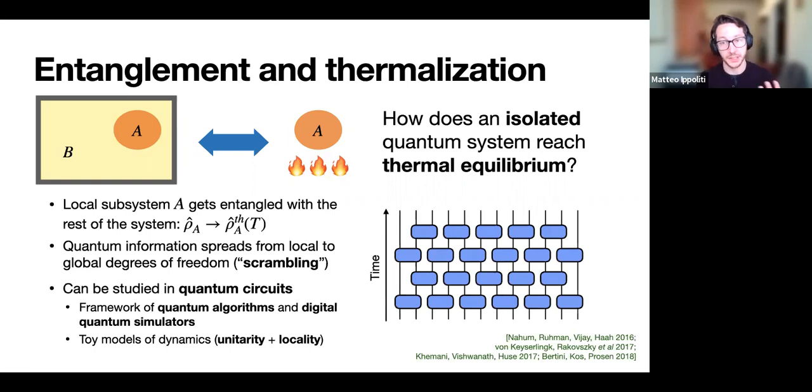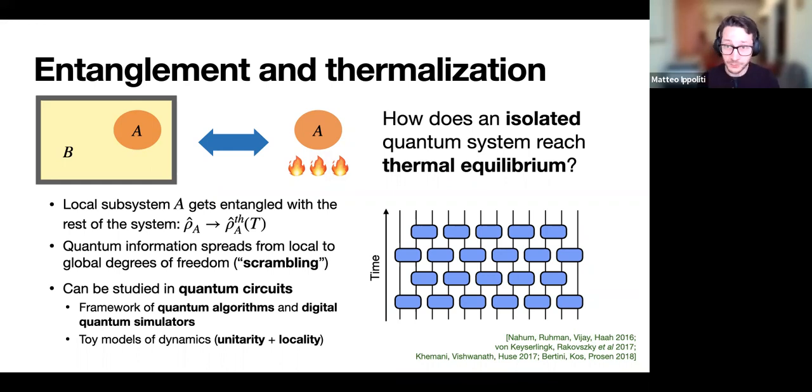So this is where this connects to quantum algorithms and digital simulation, because of course quantum circuits are the language and the framework for all of these topics. But they're also powerful toy models for studying more general kinds of quantum dynamics, because they essentially strip down all of the complexities that you might have in a Hamiltonian evolution into something that only retains locality and unitarity, which are the very, very basic foundational constraints of a quantum evolution.